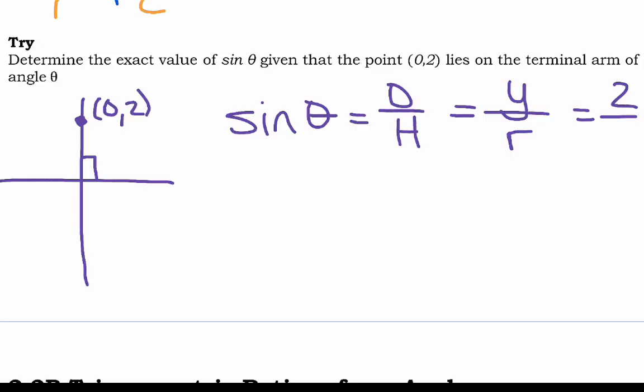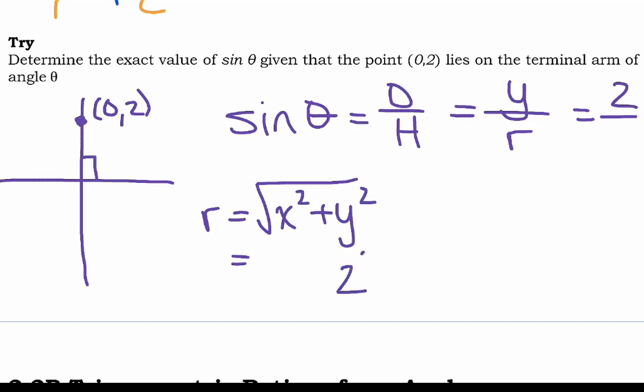And again, that might seem a little odd because we don't really have a right triangle here, right? But just think about it from the mathematical point of view. r is going to be the square root of x squared plus y squared. Well, y is 2, so 2 squared, x is 0, so 0 squared. So we are going to have the square root of 0 squared plus 2 squared, which is the square root of 4, which again is 2. So r is also 2. So sine theta would be 2 over 2, or 1.